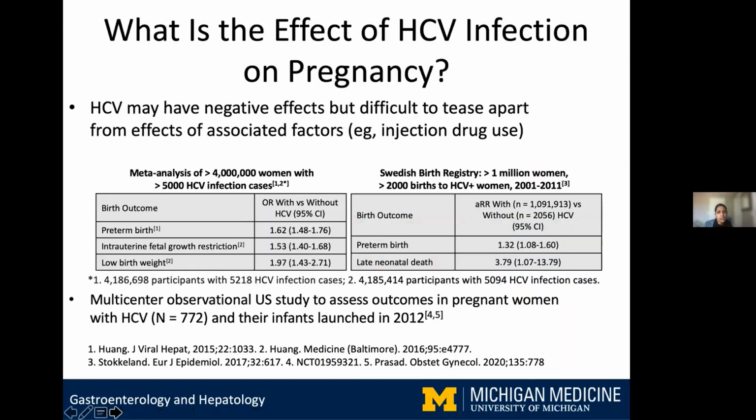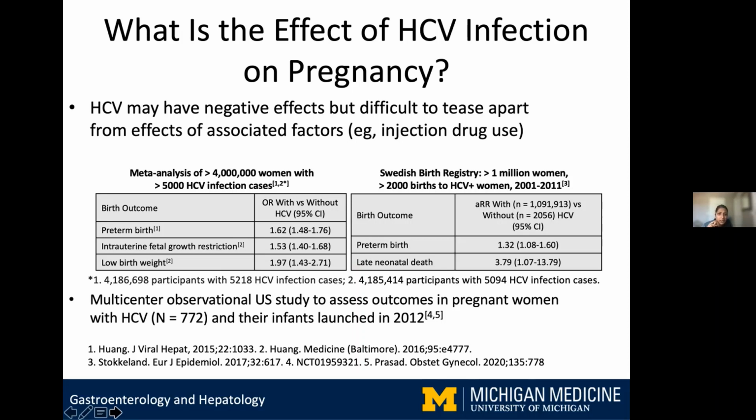So what is the effect of Hep C infection on pregnancy? Hep C may have a negative effect, but it's really difficult to tease apart from effects of associated factors. So this can include effects related to opioid use disorder, injection drug use, overdoses. There were a couple of meta-analyses, one meta-analysis of over 4 million women, which included over 5,000 with Hep C infection, as well as a Swedish birth cohort registry study of over 1 million women, which included over 2,000 births in women who were Hep C infected.